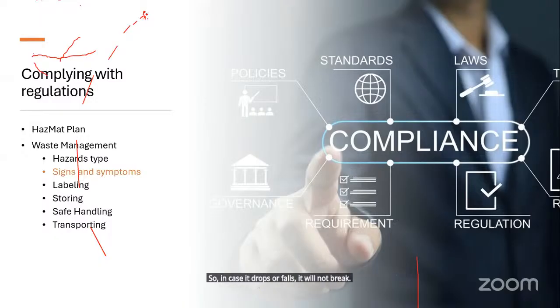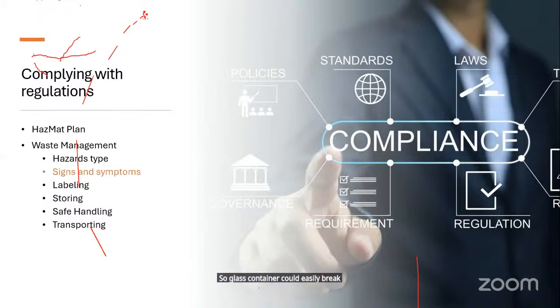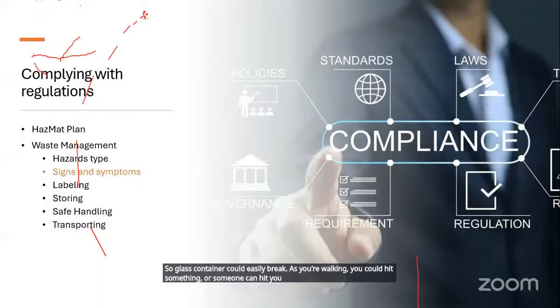When you transport corrosives, always have a secondary containment, because they usually come in a glass container. So glass container could easily break. As you're walking, you could hit something or someone can hit you. So you won't have an accident, have a secondary containment.